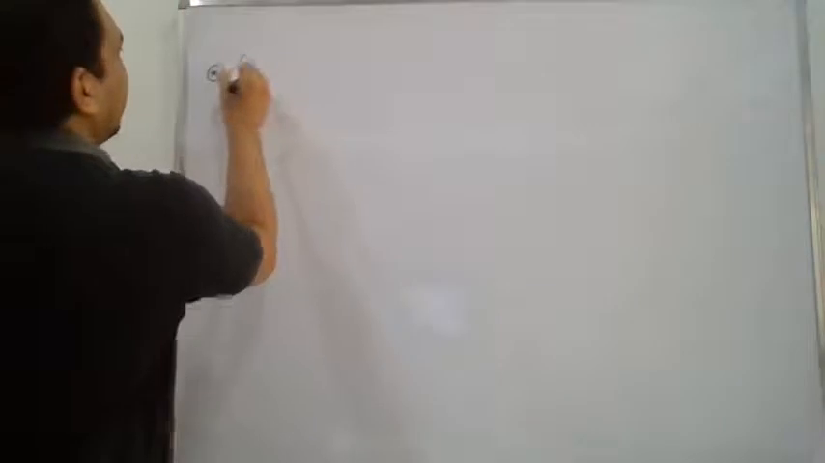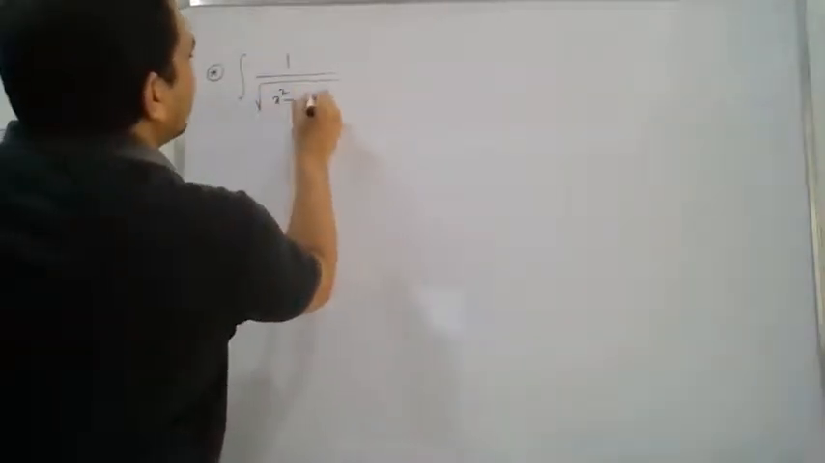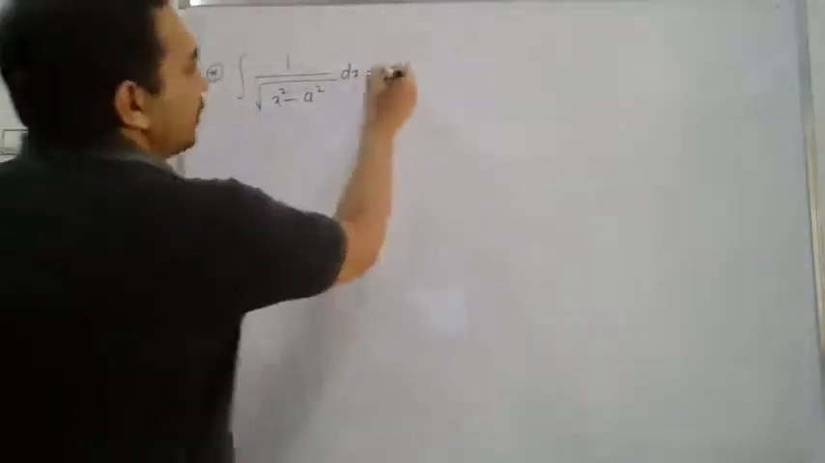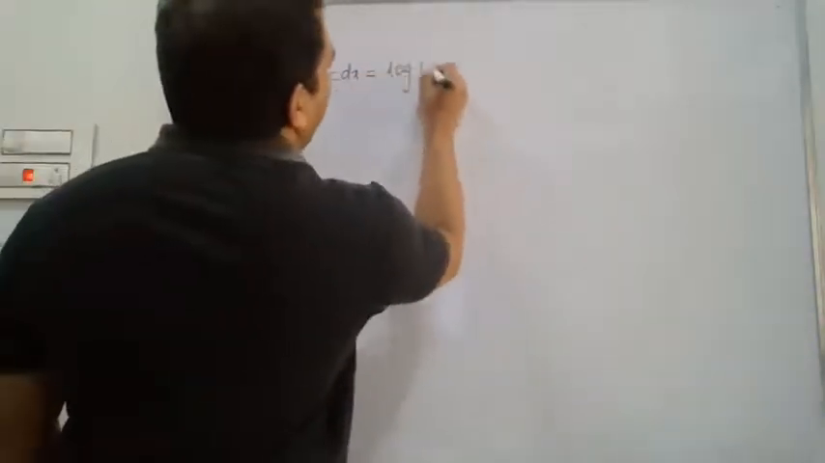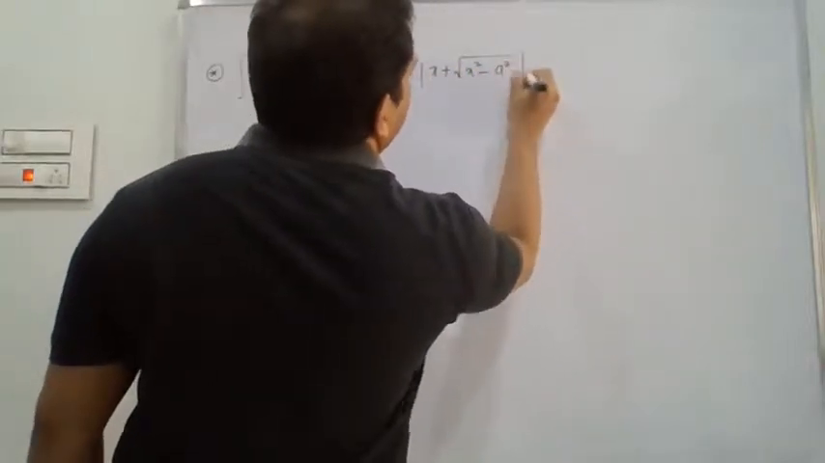Next, the second formula also we'll go with. What was the second formula? The integration of 1 by square root of x square minus a square dx. So for this, the answer is what? Log of mod x plus square root of x square minus a square plus constant.